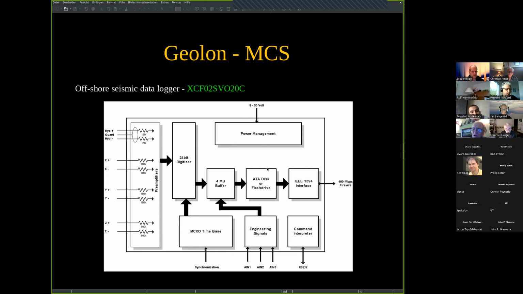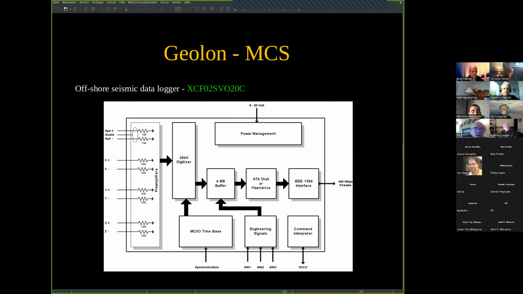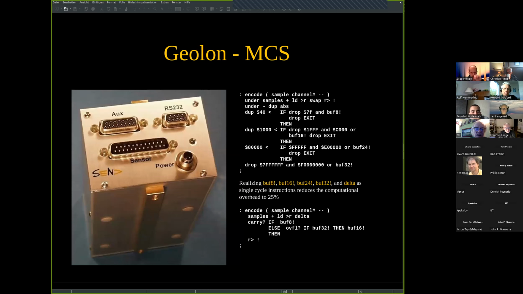So this is a block diagram, and this is how it looks like. There is the Xilinx FPGA in the very center. You don't see it in the picture. And it runs microcore. And one of the nice things is the type of data compression I'm doing. Here you see the actual high-level code of encoding a single sample.